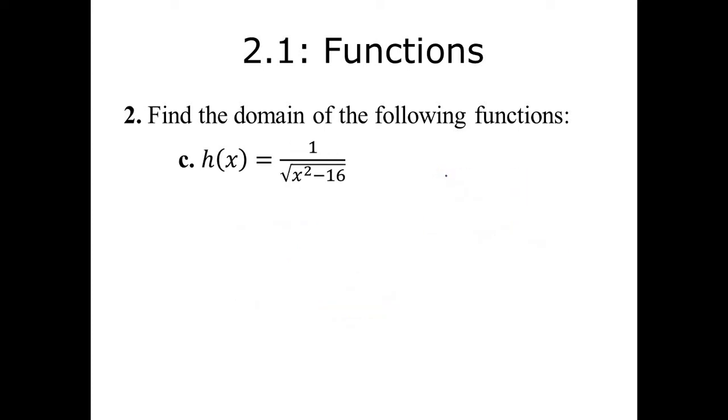And then 2c, find the domain of that function, h of x equals 1 over the square root of x squared minus 16. Well, first off, we could have a division by 0 here, so we have to set the square root of x squared minus 16 equal to 0. But more importantly, we also can create an imaginary number under here. So what we have to do is set x squared minus 16 greater than 0. We'll solve each of these two, this equation first and this inequality second, and get an answer.